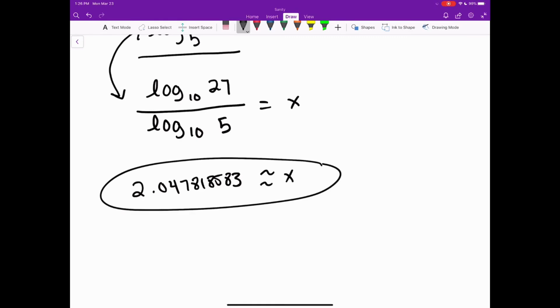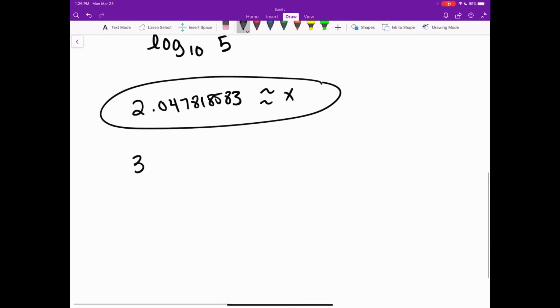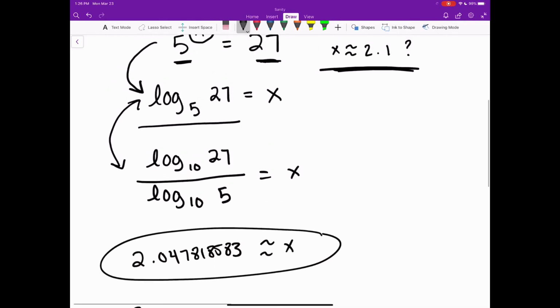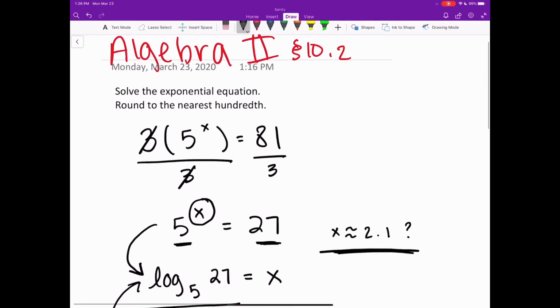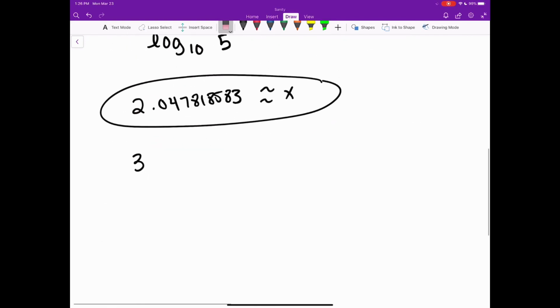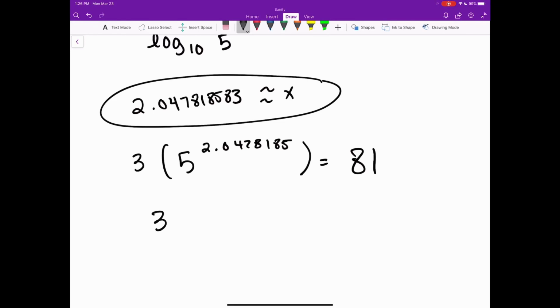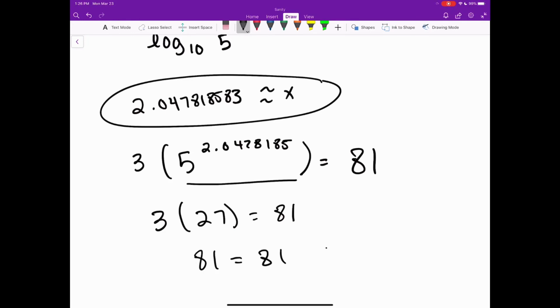And there we go. Okay, we can check this if we want and say, hey, let me just plug this back into my original equation, which I'll scroll up real quick, was this one right here. So if I plug my x equals 2.0478 into this one, I should get 81. So I'm going to say 3 times 5 to the power of 2.04781885, yada, yada, yada, equals 81. And if I check that out on my calculator, that gives me about 27, so 3 times 27 equals 81. And yes, indeed, 3 times 27 is 81.